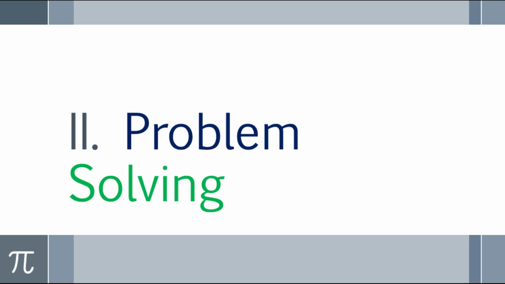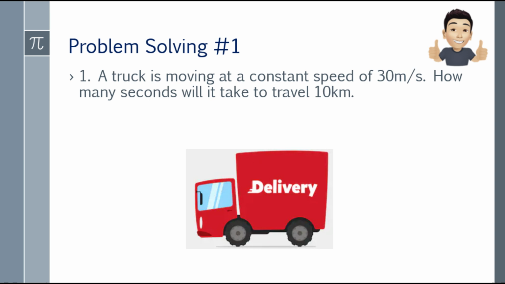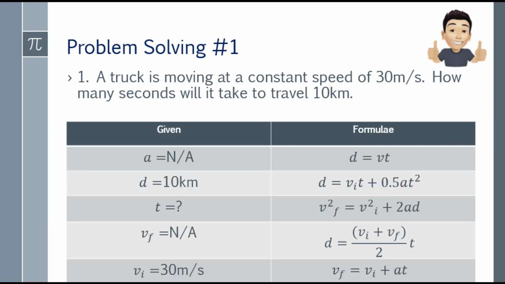So let's start with the first problem. A truck is moving at a constant speed of 30 meters per second. How many seconds will it take to travel 10 kilometers? So first step natin, kailangan natin mag-construct ng table with the given and formulas para magiging tulong natin to para masagot yung tanong. So first is acceleration, not applicable kasi hindi naman siya hinahanap at hindi siya given. Pangalawa is displacement. So that will be 10 kilometers. Ang time ang hinahanap kaya naglagay ko siya ng question mark.